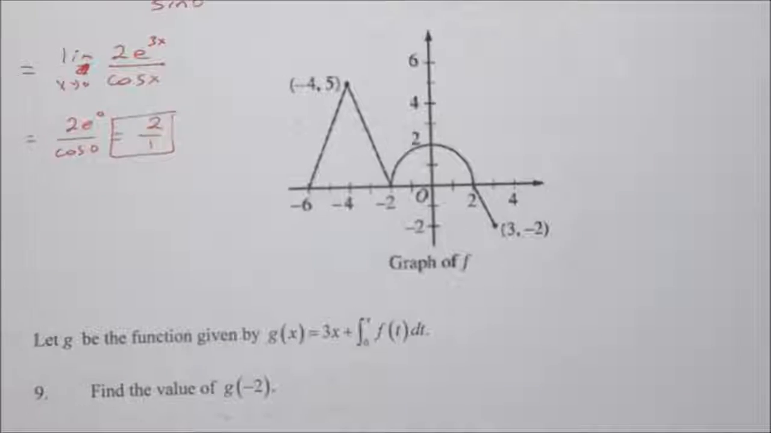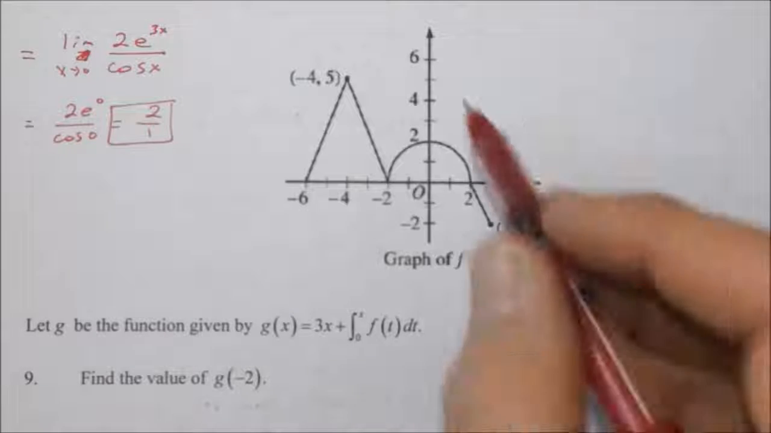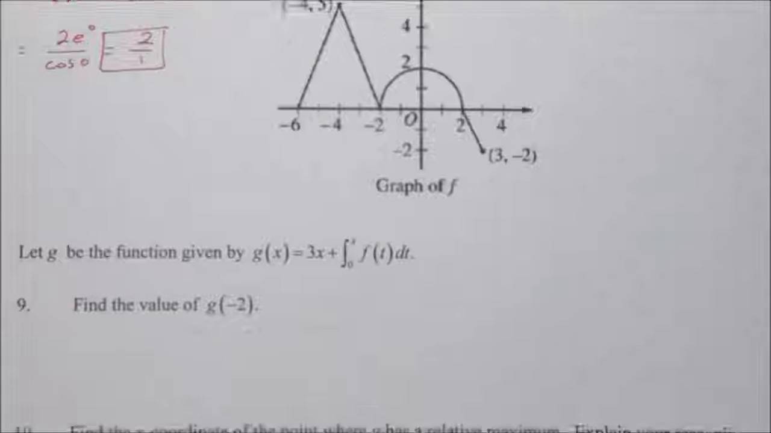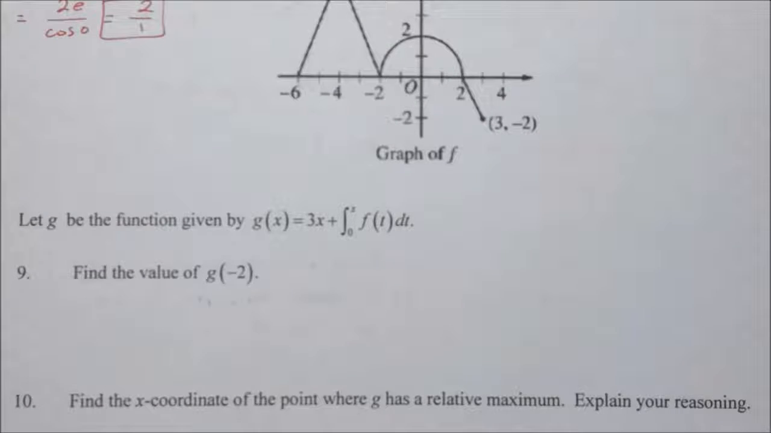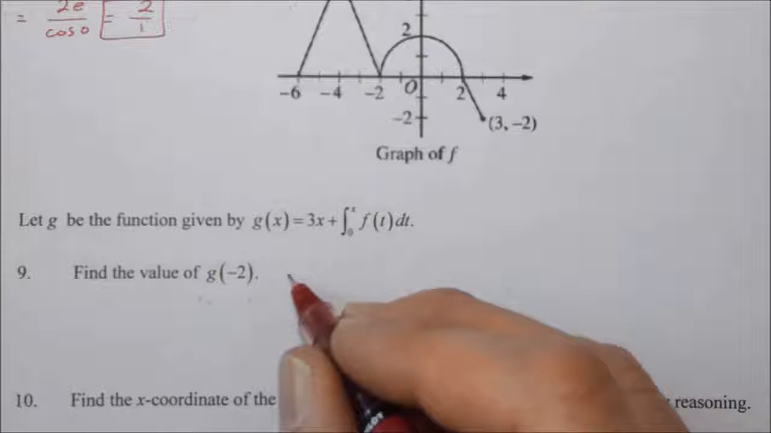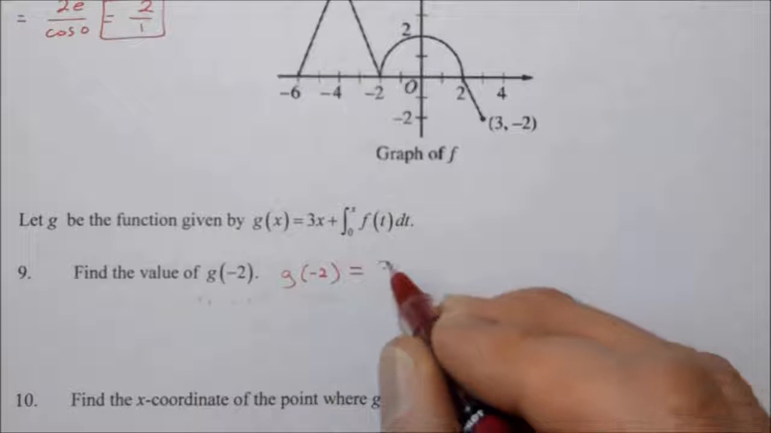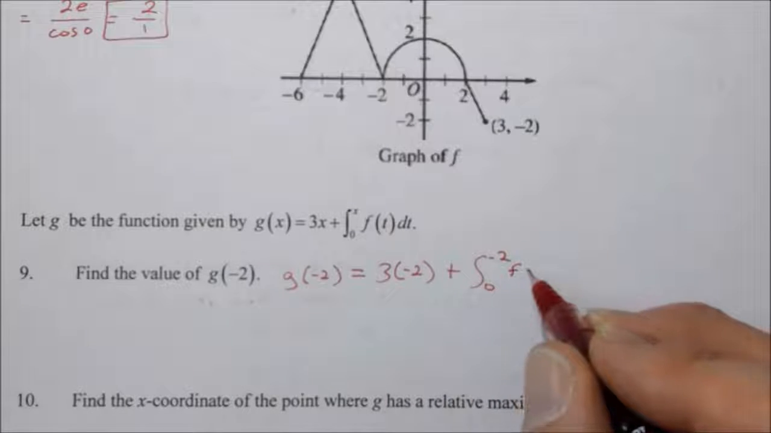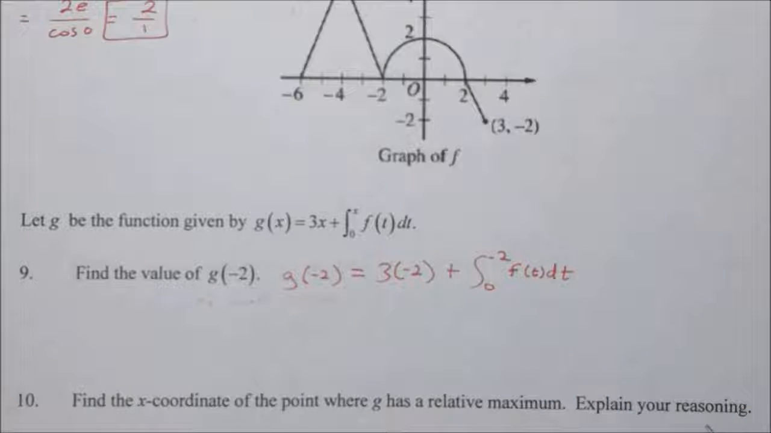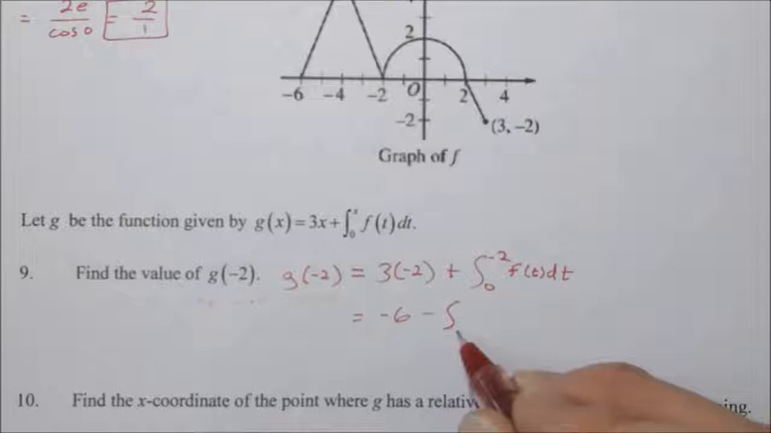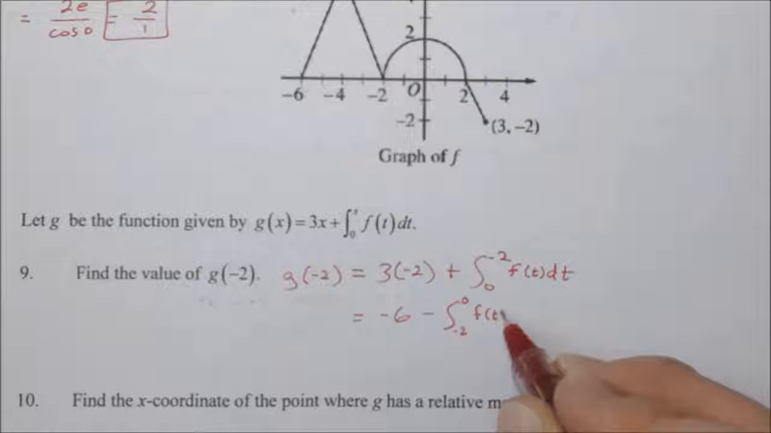With number 9, we have this graph of f, and we are tasked with finding g of negative 2, if g of x is equal to 3x plus the integral from 0 to x of f of t dt. So g of negative 2 will be equal to 3 times negative 2 plus the integral from 0 to negative 2 of f of t dt. 3 times negative 2 is negative 6. In this integral, the bounds are backwards, so we're going to change it from plus to minus. Negative 2 to 0, f of t dt.